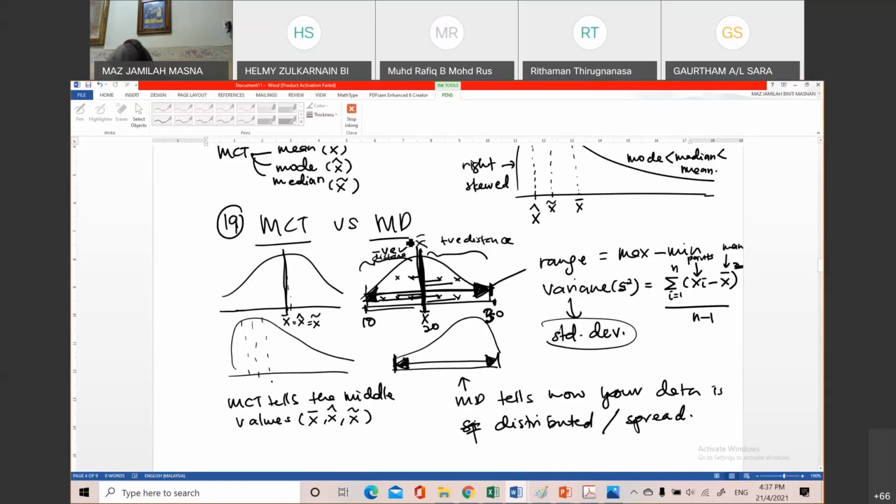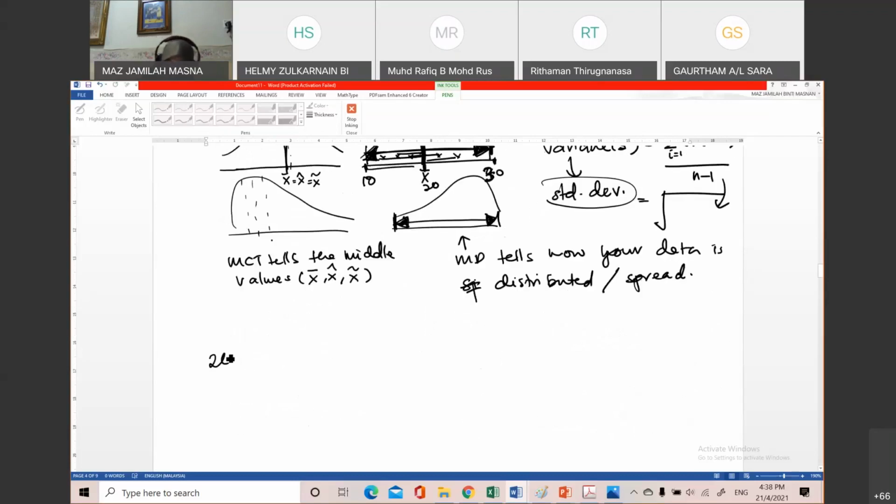Now, number 20, is it possible to get a negative value of standard deviation? Standard deviation is the square root of this particular thing, so standard deviation will always be positive. Your S is always positive.